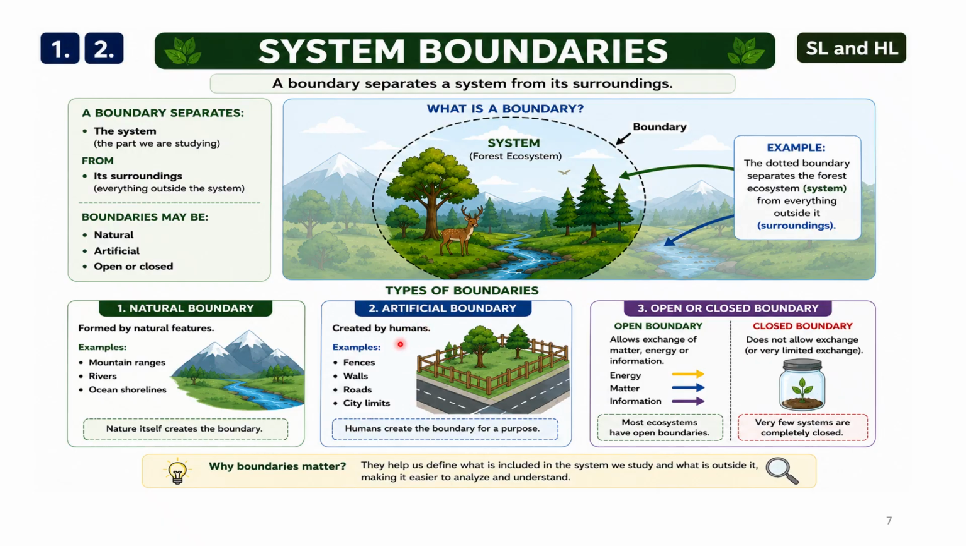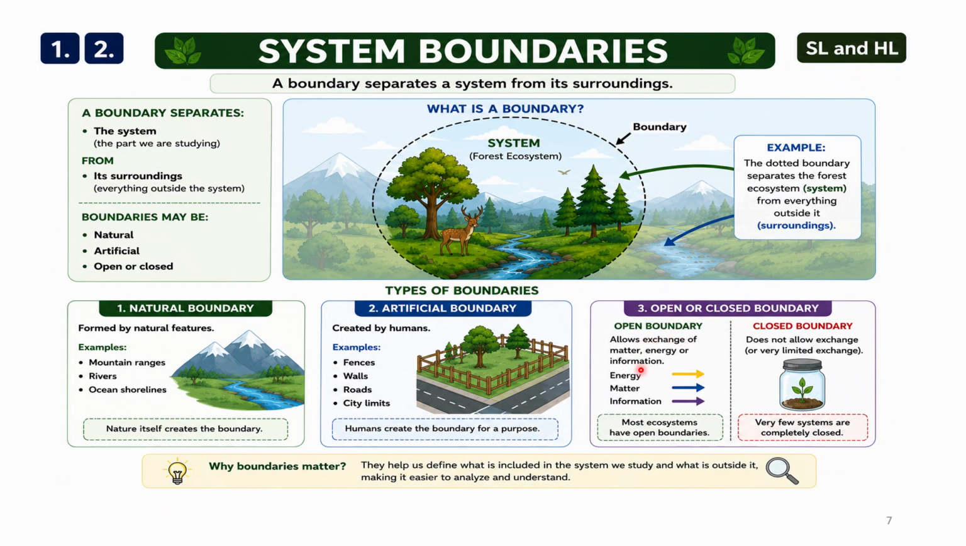Artificial boundaries are created by humans, such as fences, roads, city limits, or protected area borders, often for management or administrative purposes. Boundaries can also be described as open or closed.